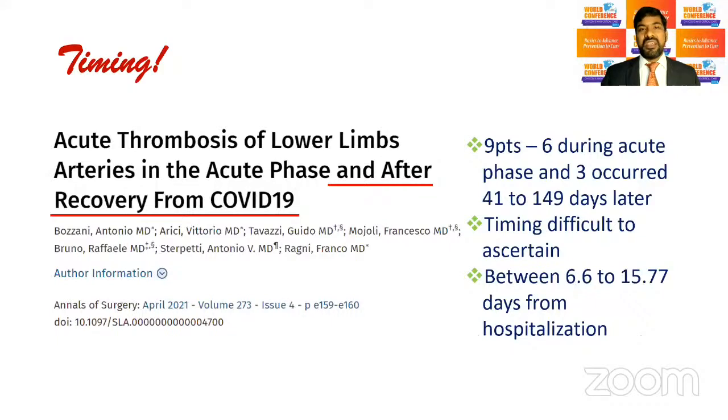Okay. Likewise, even when it comes to timing of the disease, it is not necessary that all of these events happen during the acute phase. Up to a third in this particular cohort of patients presenting with ischemic limbs actually did present beyond 40 days from recovery. Again reiterating the fact that this endothelial dysfunction is probably global, prolonged, and maybe self-perpetuating. Okay, so timing is extremely difficult to ascertain, and by and large, a lot of these patients present during the second week of illness.